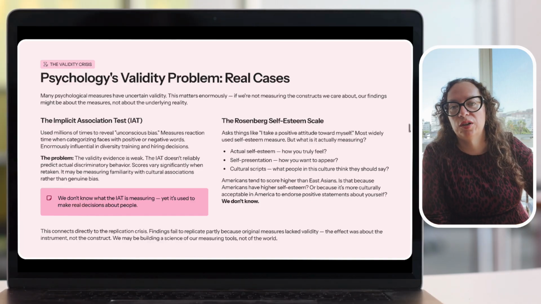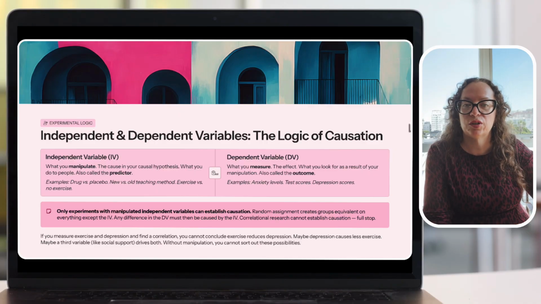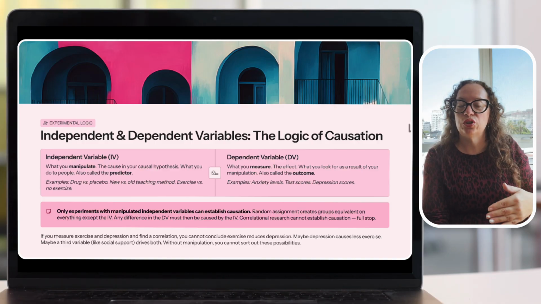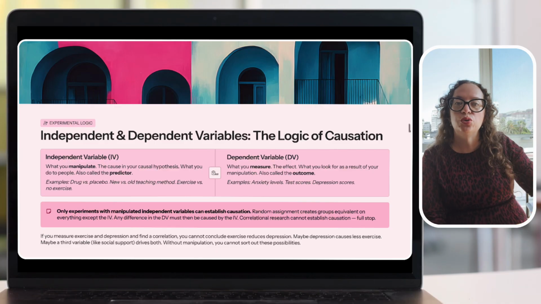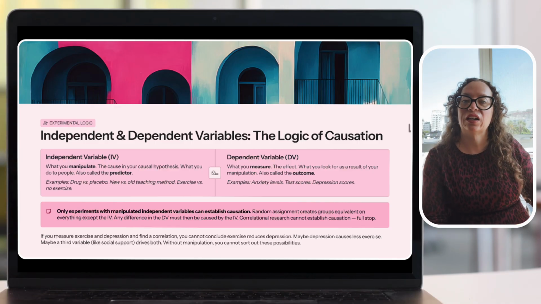Okay, now I want to talk about a different kind of variable classification, one that's really crucial to understanding experimental research. Okay. When you run an experiment, you have two kinds of variables that play very different roles. The independent variable is what you manipulate. It's the cause in your causal hypothesis. It's what you do to people. The dependent variable is what you measure. It's the effect. It's what you're looking for as a result of your manipulation.